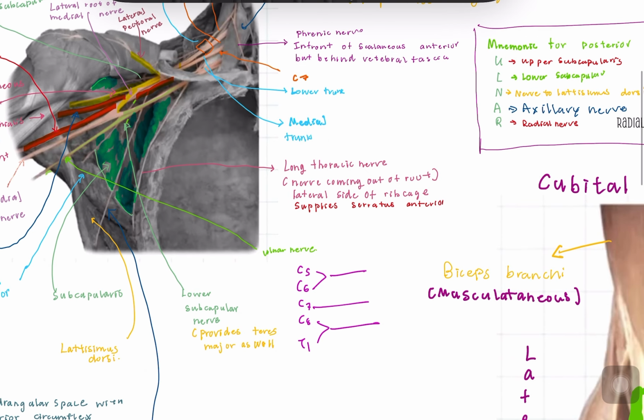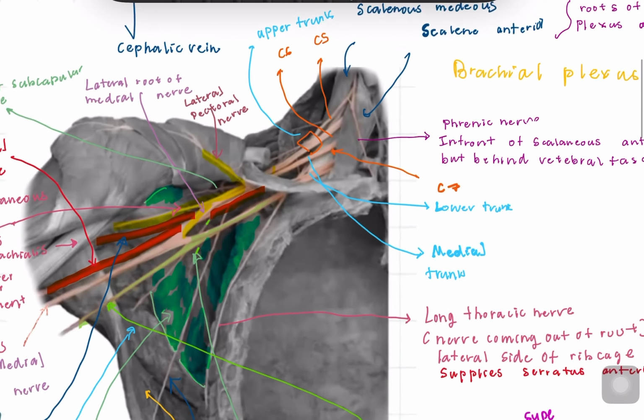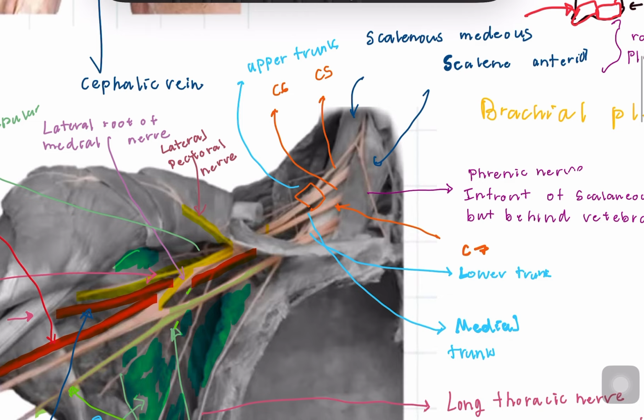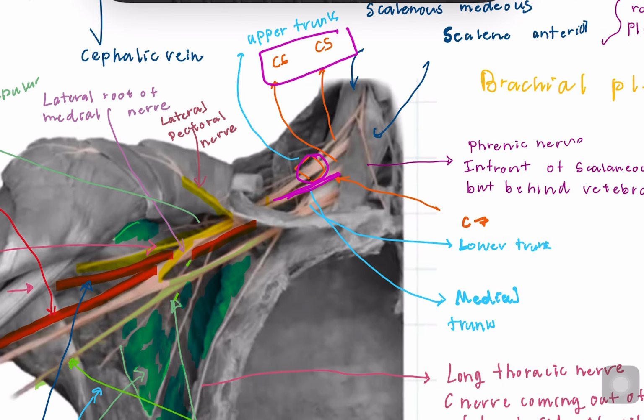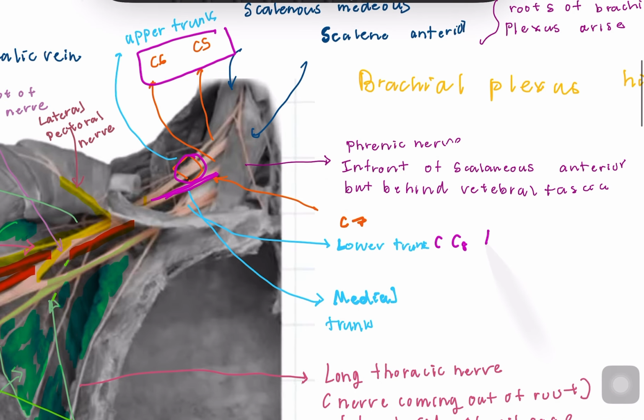C5 and C6 form one trunk, which is superior, this is middle, and this is inferior, and then it becomes divisions likewise. So we have this C5 and C6 here, which combines to form the upper trunk. And C7 is the middle one, and the lower trunk is the combination of C8 and T1.